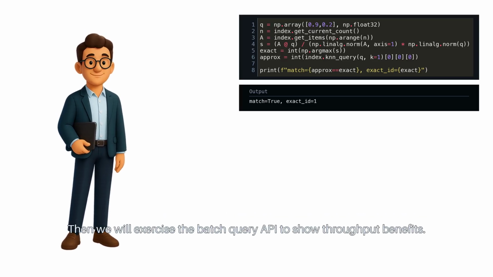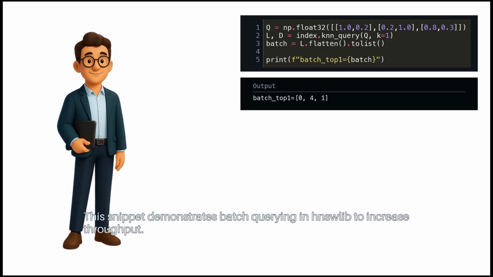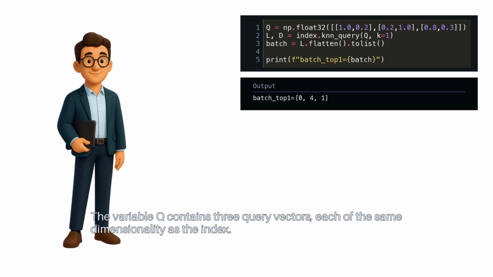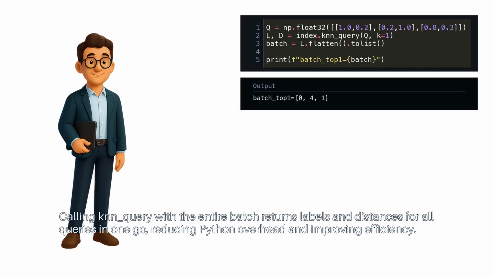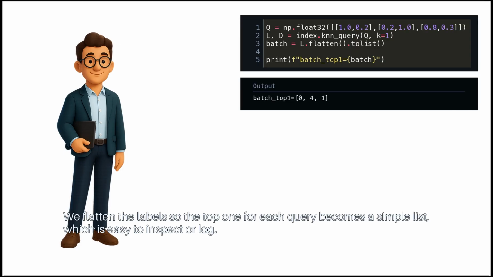Then, we will exercise the batch query API to show throughput benefits. This snippet demonstrates batch querying in hnswlib to increase throughput. The variable q contains 3 query vectors, each of the same dimensionality as the index. Calling knn_query with the entire batch returns labels and distances for all queries in one go, reducing Python overhead and improving efficiency. We flatten the labels, so the top one for each query becomes a simple list, which is easy to inspect or log.